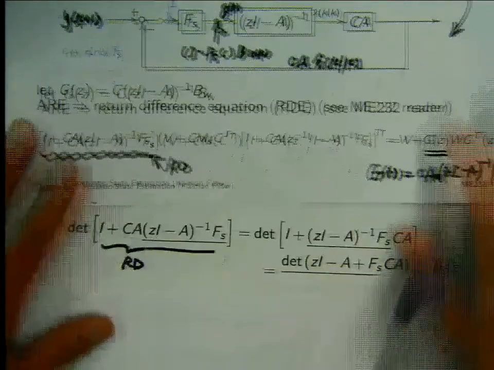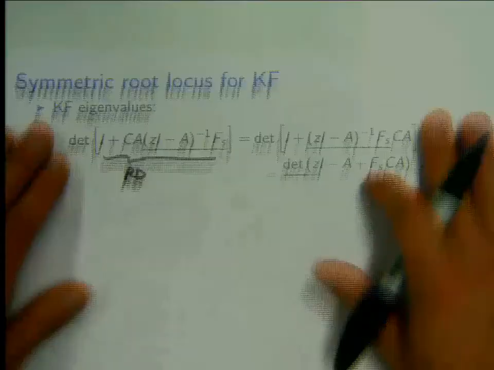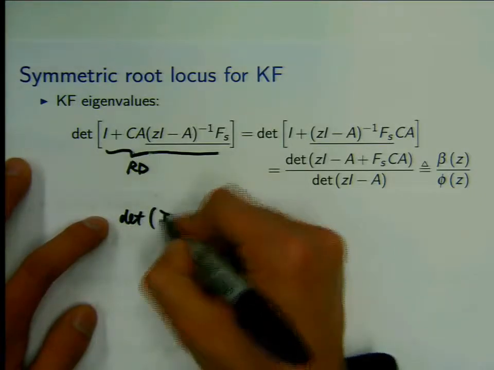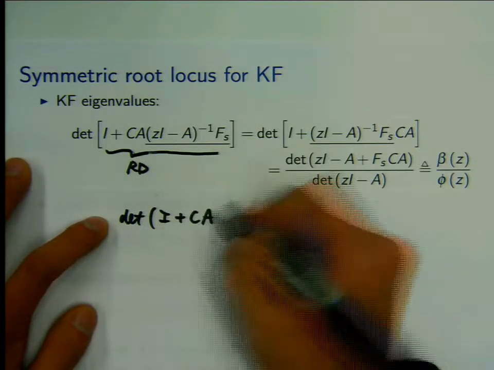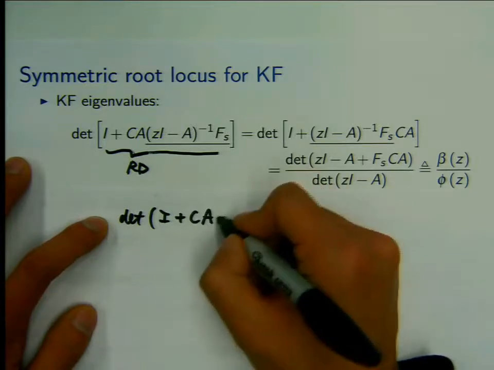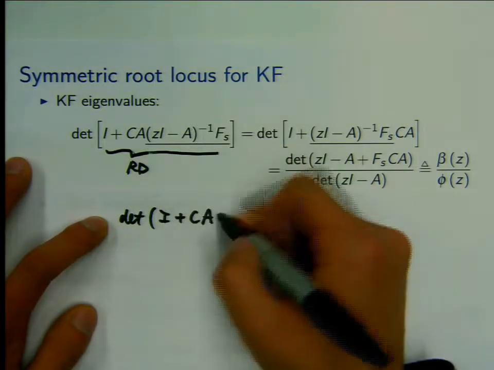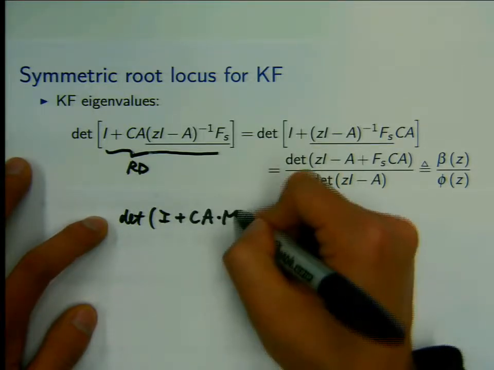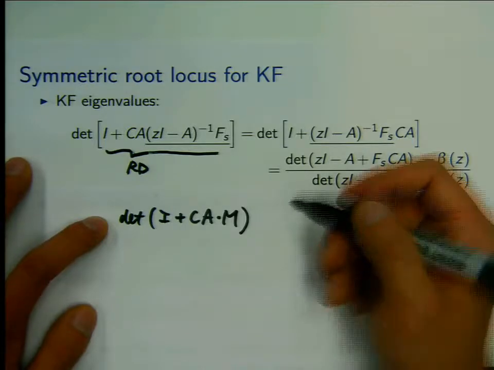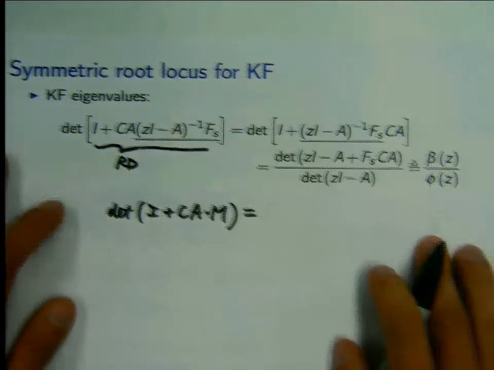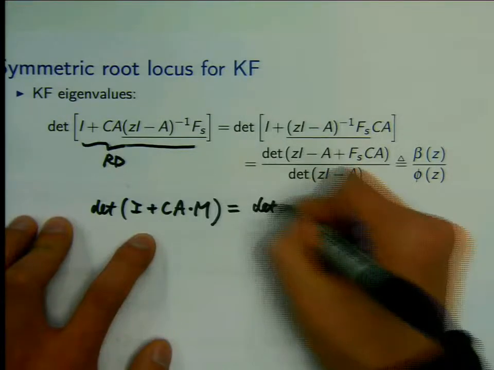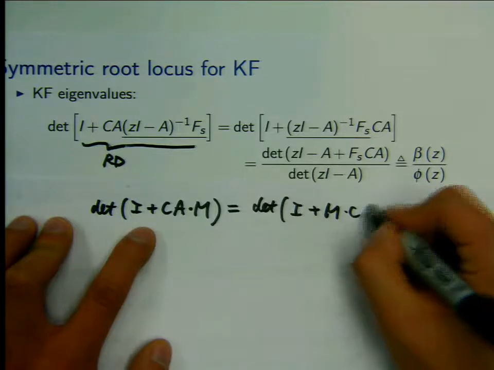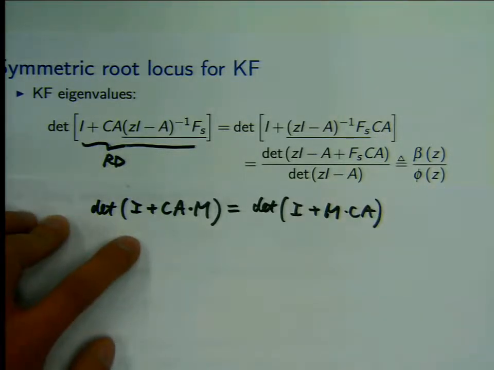Let's do the math together. Take the determinant of this guy here. Determinant of I plus CA. I'm going to denote this big matrix temporarily as M. Can you see that this determinant equals the determinant of I plus M times CA? Can you see that?